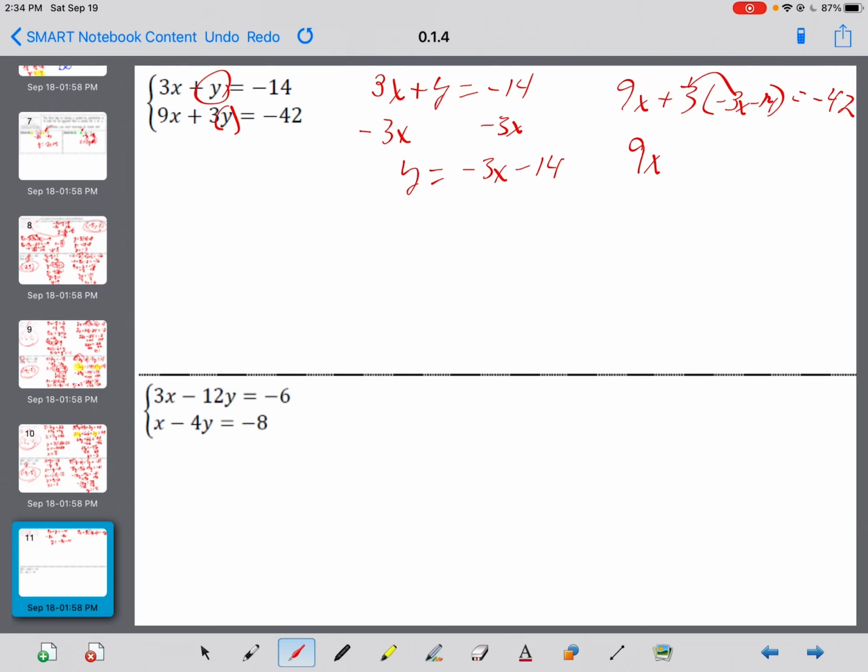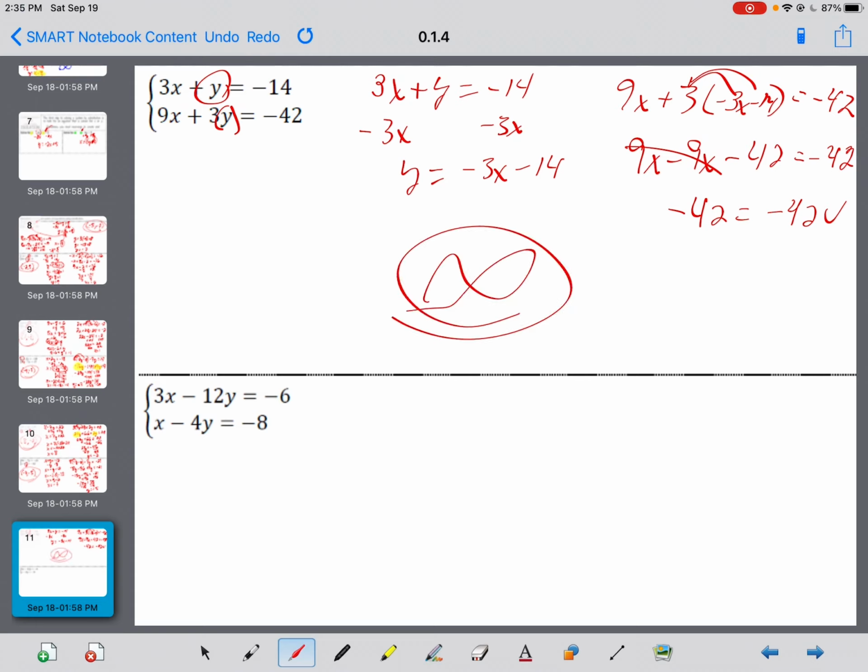That becomes 9x stays. 3 times negative 3 is negative 9x. 3 times negative 14 is negative. 3 times 10 is 40. 3 times 4 is 12, which makes 42. Interesting. I see what's going to happen here. 0. Negative 42 is negative 42. That is true. If it's true like that and I lost my variable, that means that they are all the same. So, infinity.